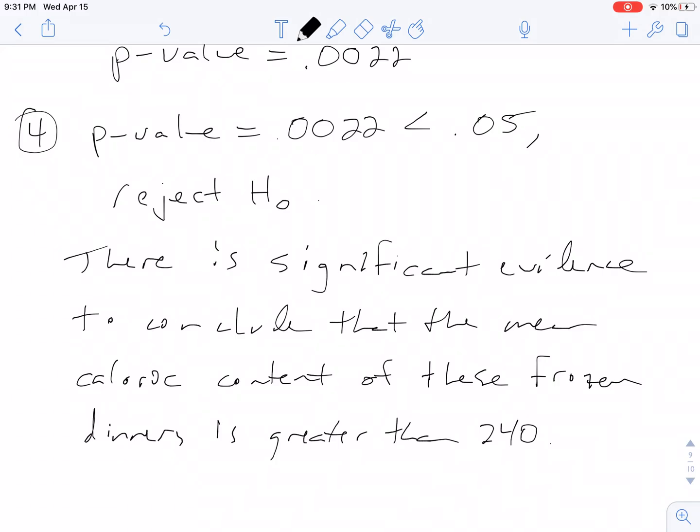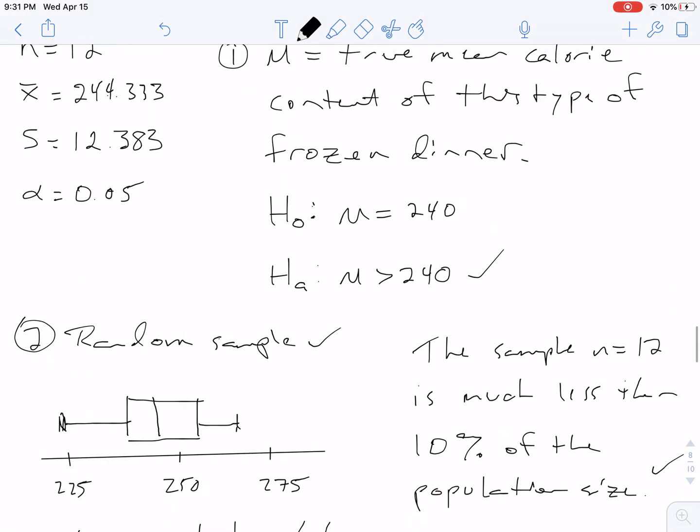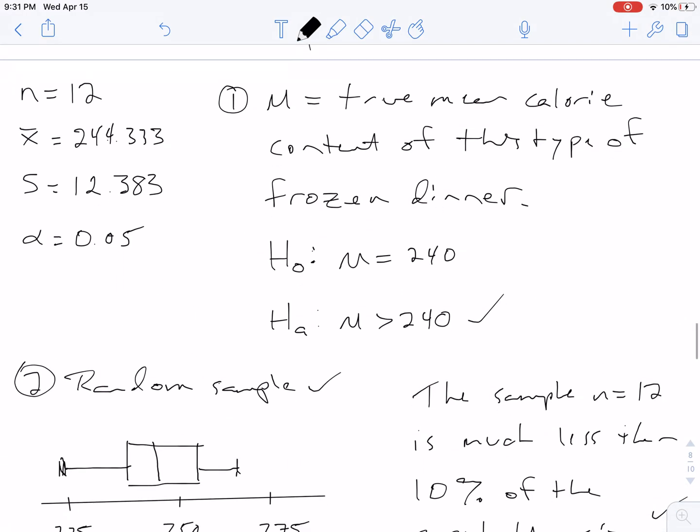All right, so that is my 4-step process for, in this case, a t-test for mu.